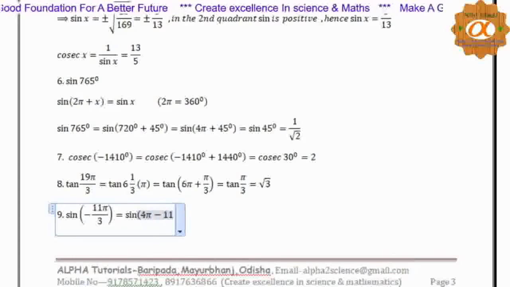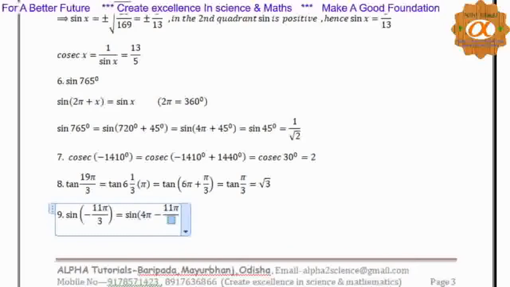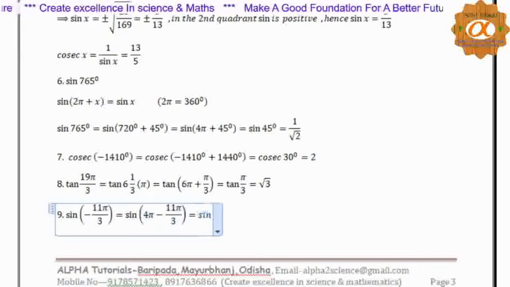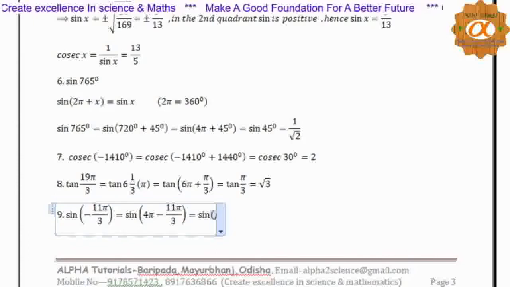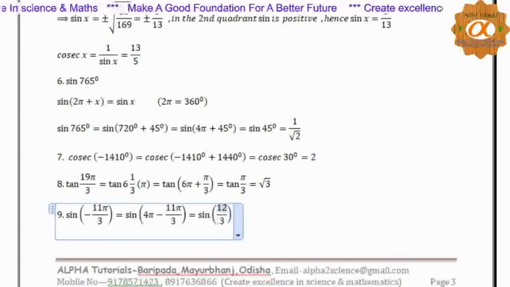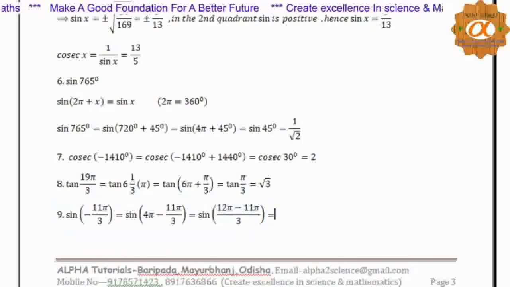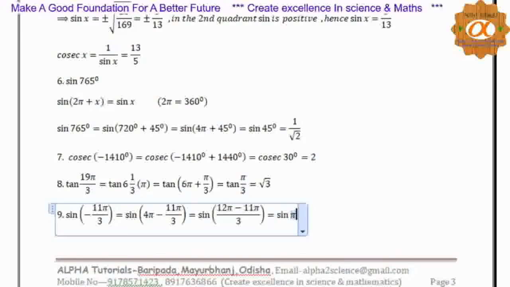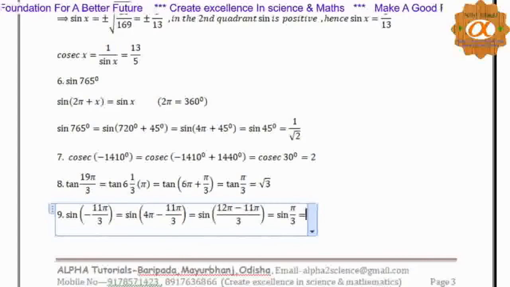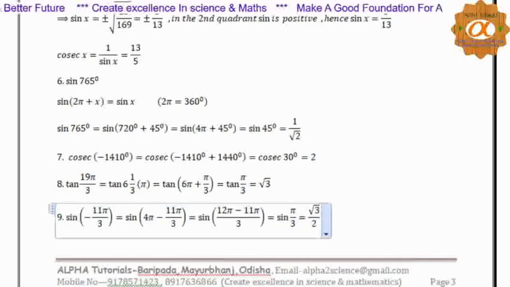4 pi minus 11 pi by 3. That means it becomes sine, LCM is 3, 3 4s are 12 pi minus 11 pi. It is sine pi by 3. Sine pi by 3 means sine 60 degree, and its value is root 3 by 2. Positive value, that is root 3 by 2.